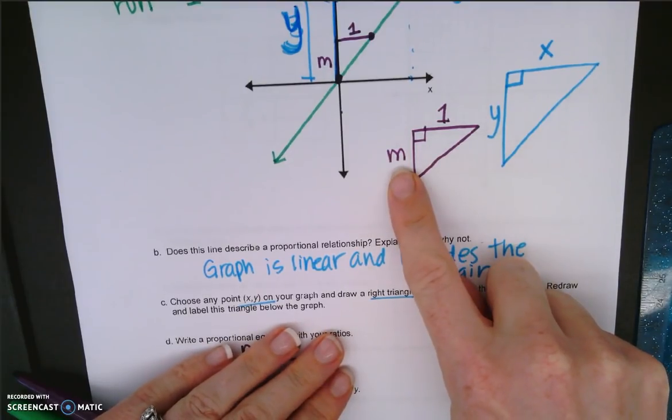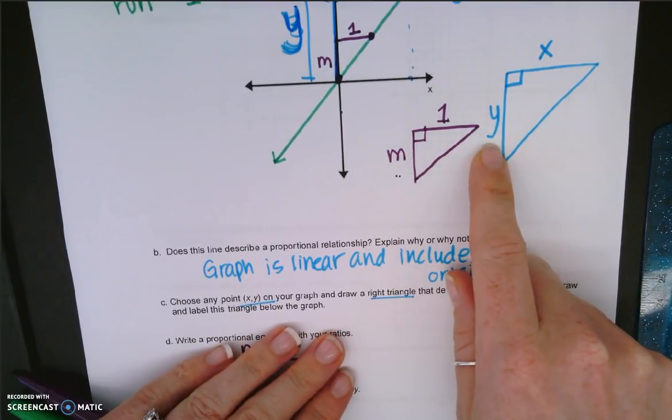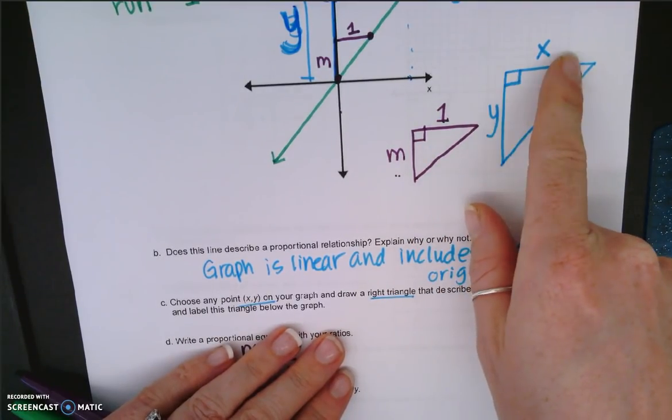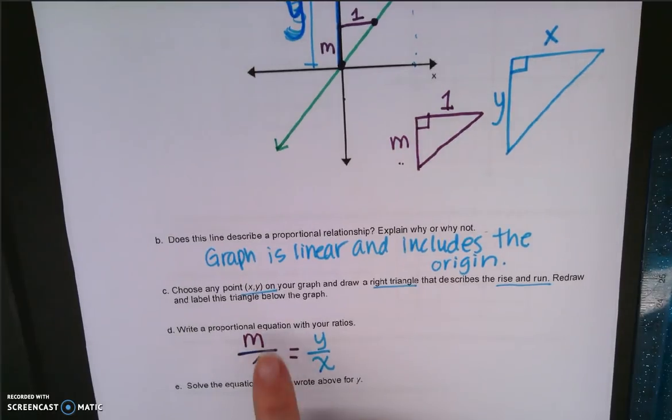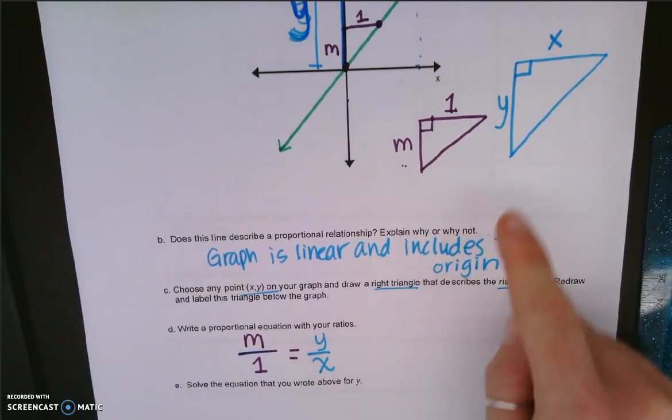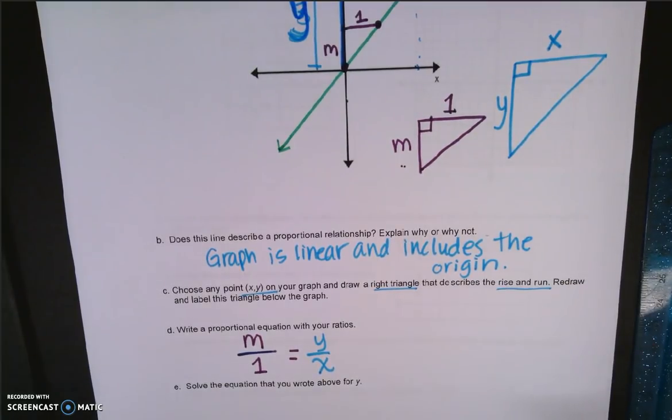The height m corresponds with the height y, and the run 1 corresponds with the run x. So we can write our ratio: rise over run of our original slope triangle and rise over run of our new slope triangle. Let's read the next set of directions.